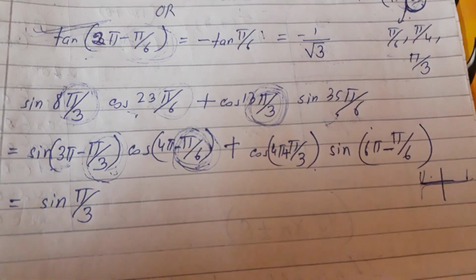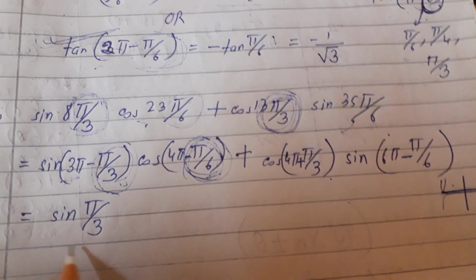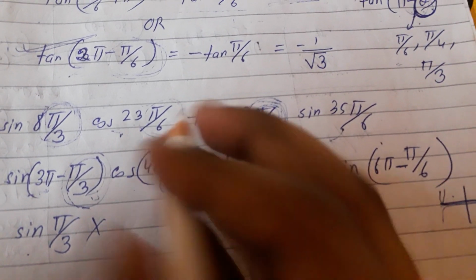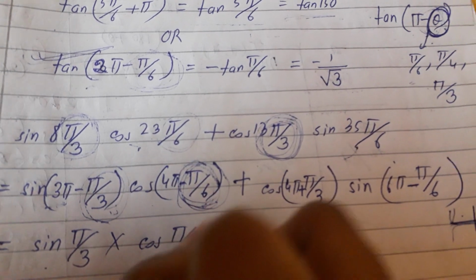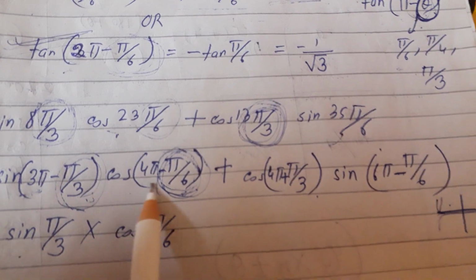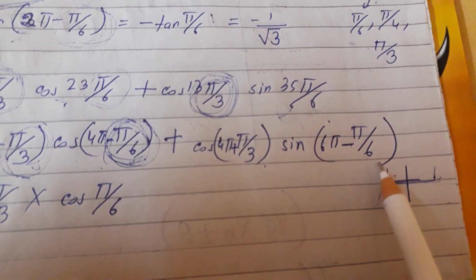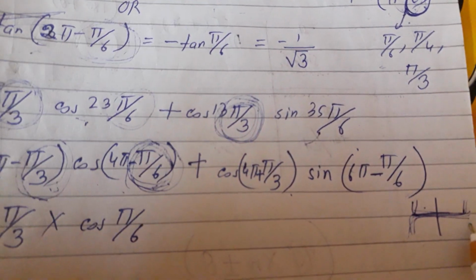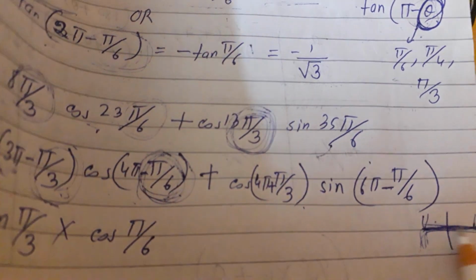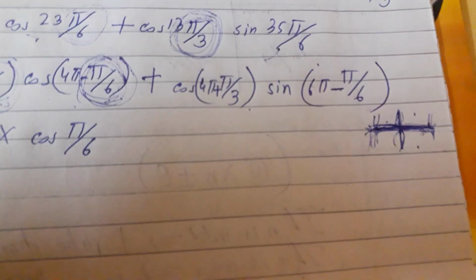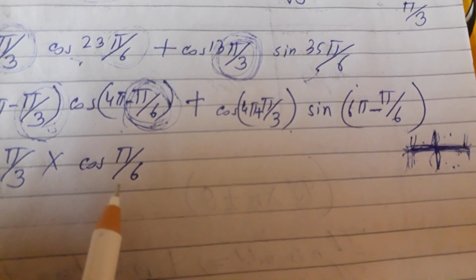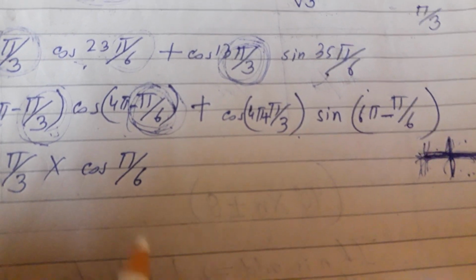So the sign will be positive, so the answer will be sine pi by 3 into cos 4 pi minus pi by 6. This will be obviously cos pi by 6, and you see the sign. Here also you see 4 pi, first pi, second pi, third pi, 4 pi minus. See, this is the 4 pi, that is 180 degree into 4. So this lies in the fourth quadrant, all sine, tan, cos. So this will be cos pi by 6. Here also the sign will be positive.